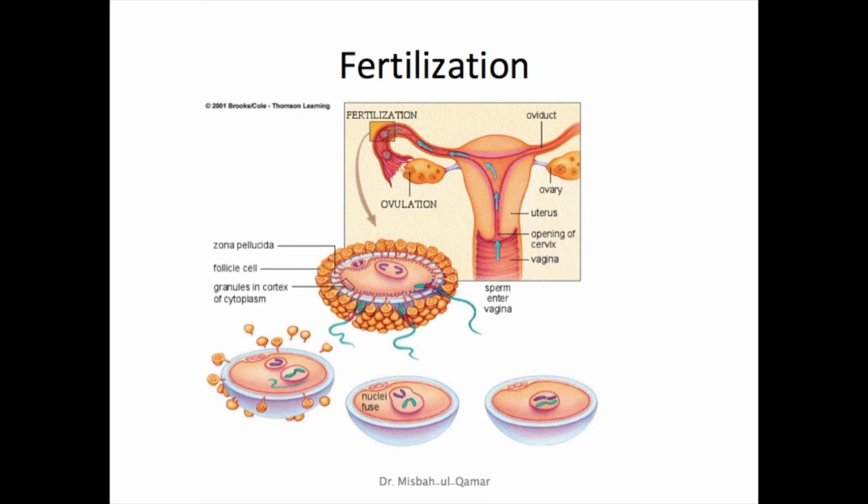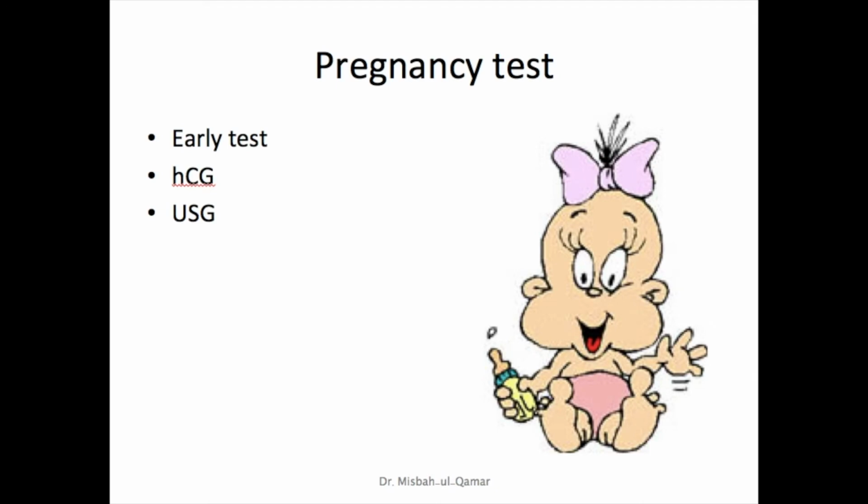Now, the fertilization results in the formation of a zygote with the diploid chromosomes after genetic recombination, and then there is initiation of cleavage. Early pregnancy can be confirmed by trophoblastic factor after 24 to 48 hours, while human chorionic gonadotrophin can be detected in blood or urine after 6 to 12 days.